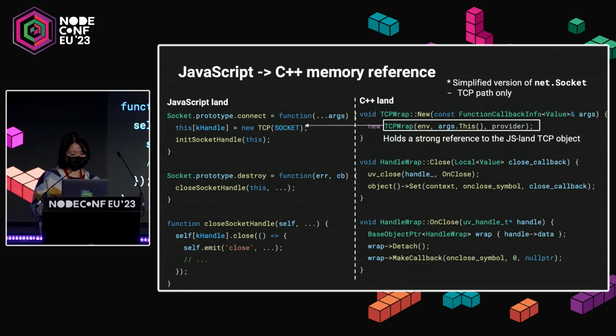The C++ object here actually holds another strong reference to the JavaScript land TCP object, and that's what really keeps the TCP object alive. If for some reason the socket goes away by itself, the TCP handle would still be kept alive by the C++ TCP wrap as long as that one is still alive. But that doesn't usually happen if you just use the API normally.